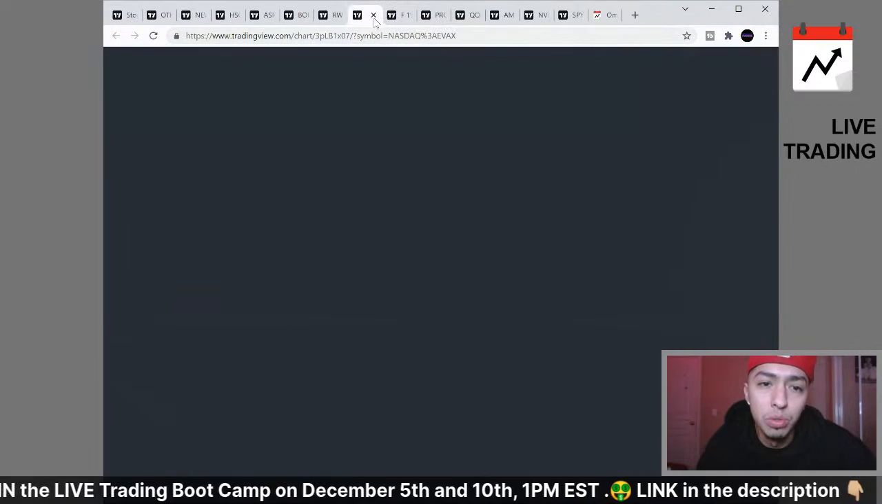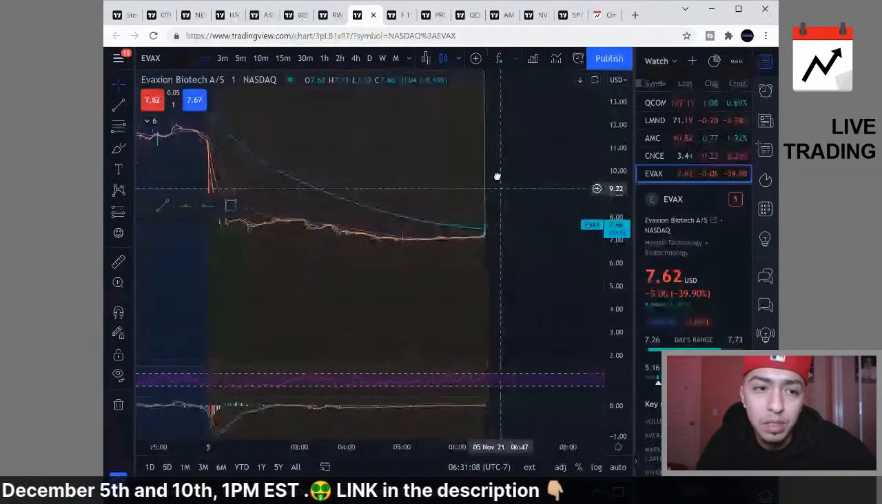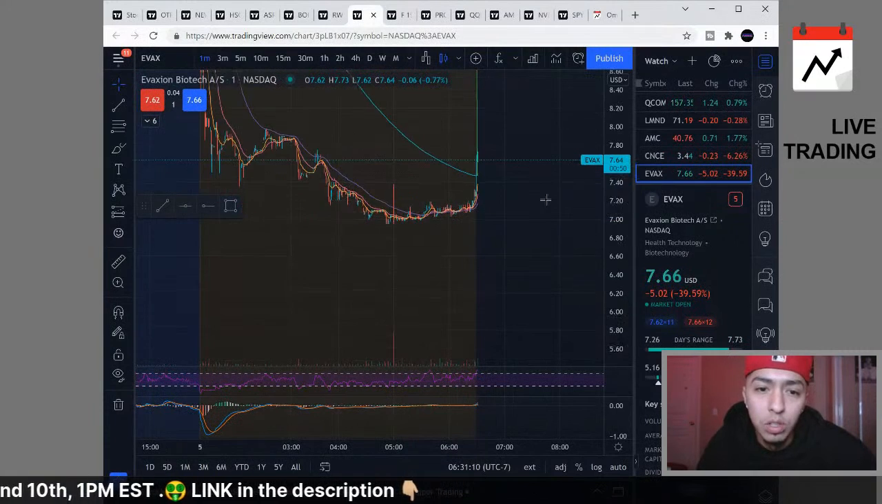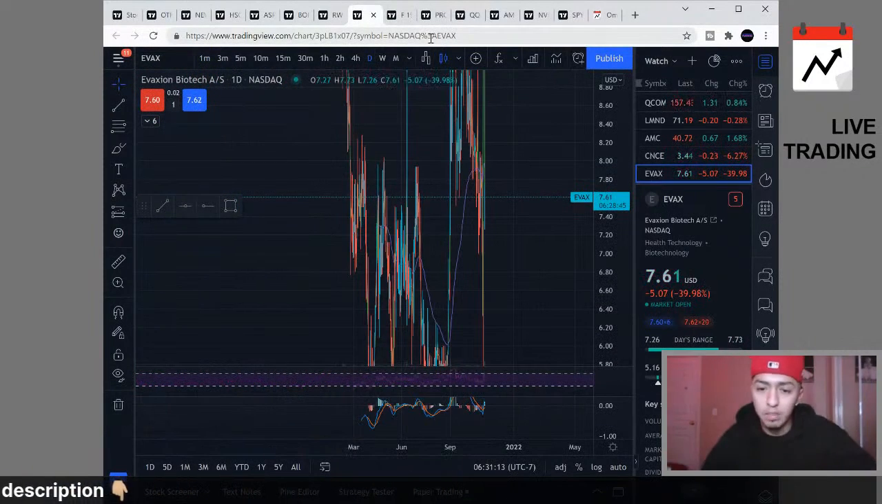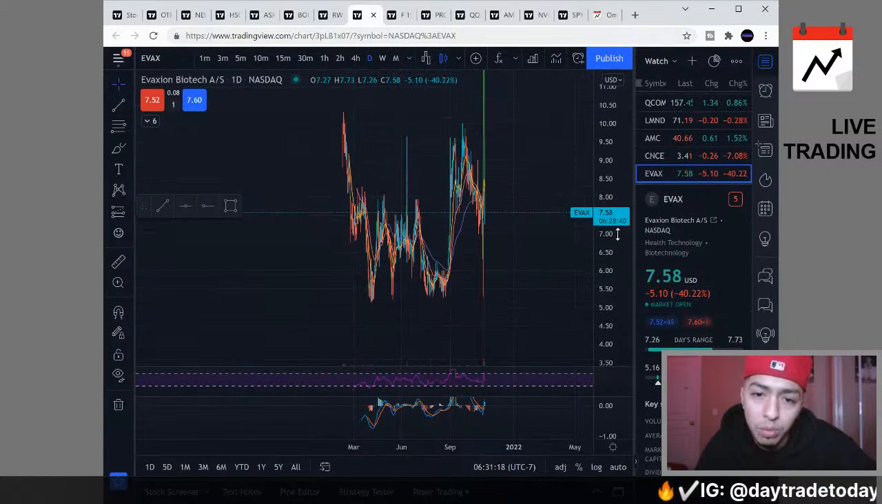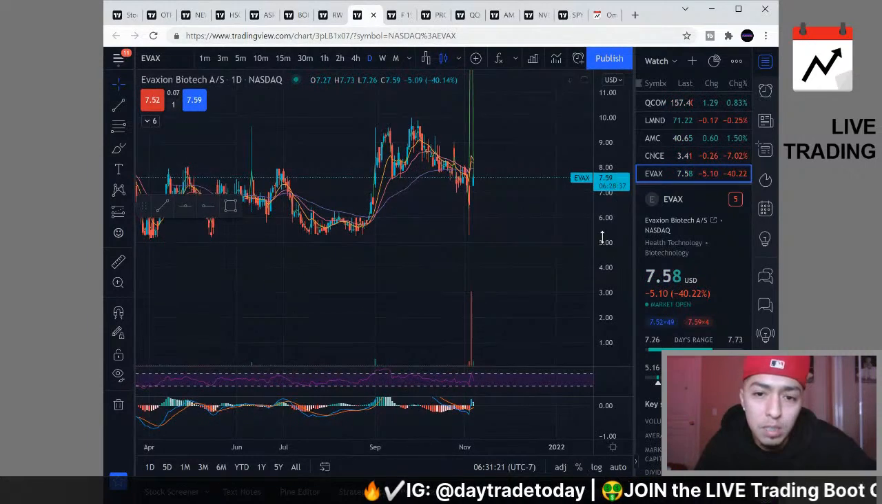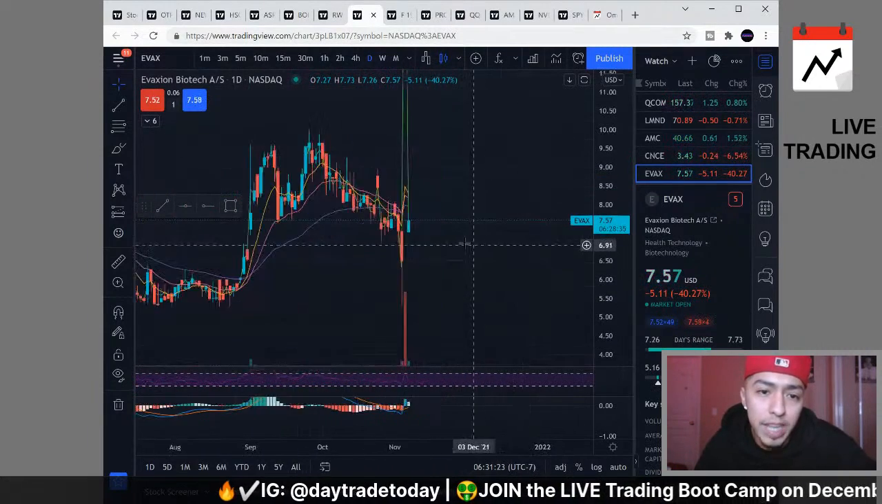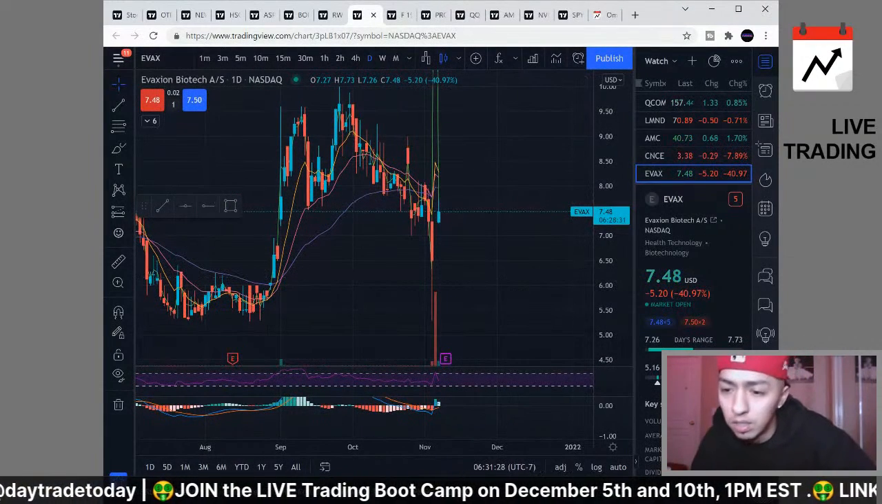Let's go to EVAX. EVAX came up. EVAX has 2 million in volume, and average volume is almost 4 million, so this is looking decent. Let's macro out real quick to the daily and try to find some support and resistance.